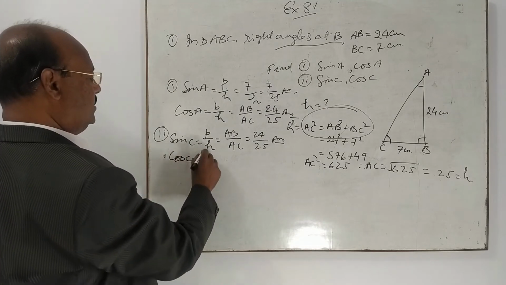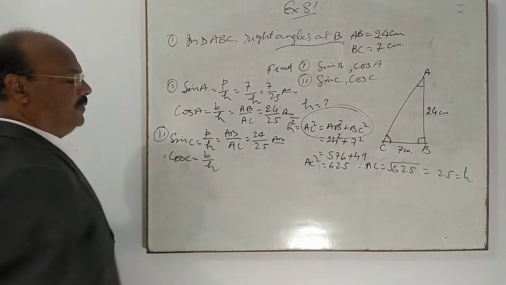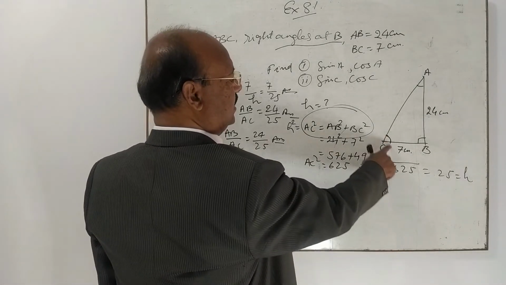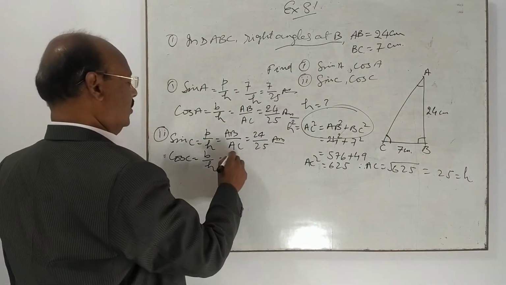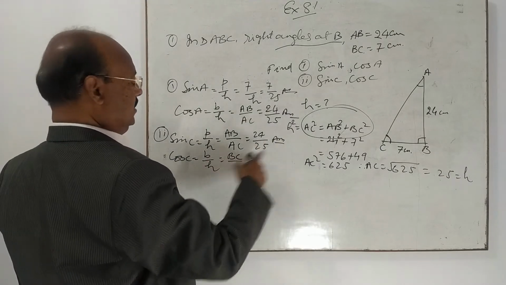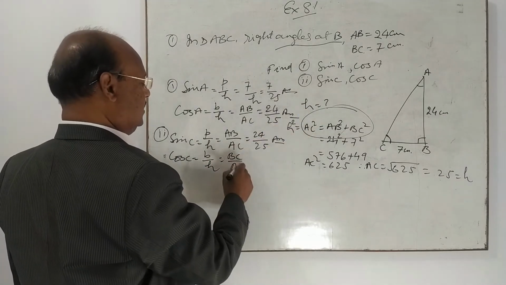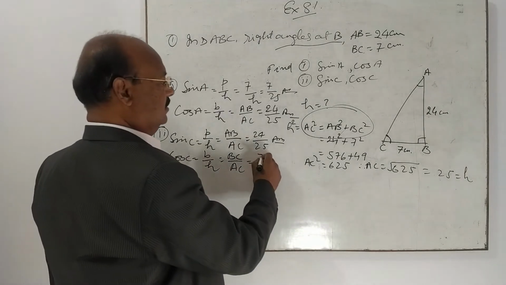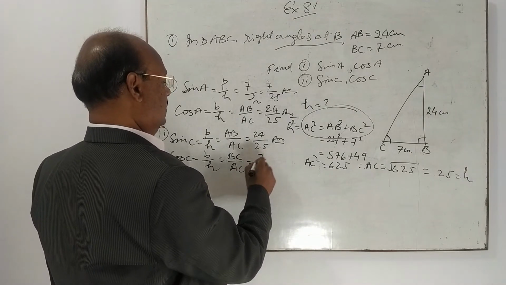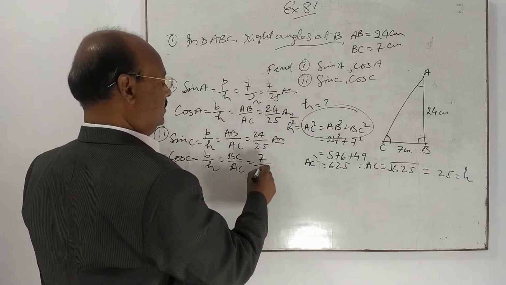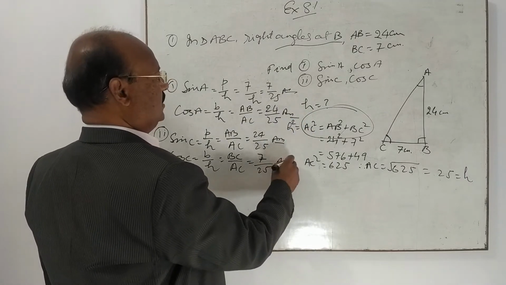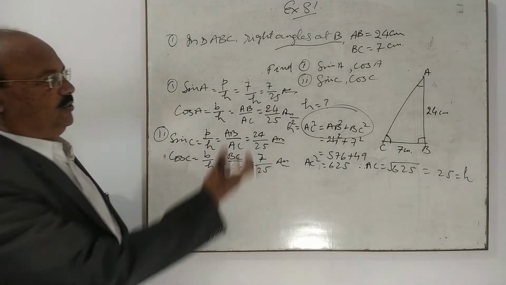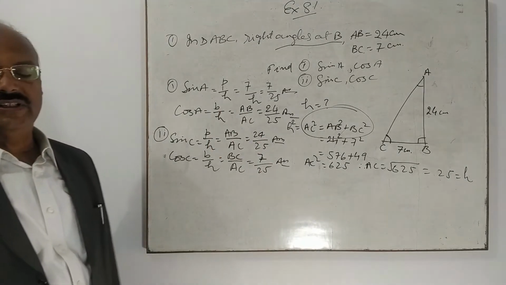You know cos is B by H, base by hypotenuse. With respect to this angle C, the base is BC, and the hypotenuse is AC. BC is 7 and hypotenuse AC is 25. This is the answer. So in this way we can do these questions very easily.